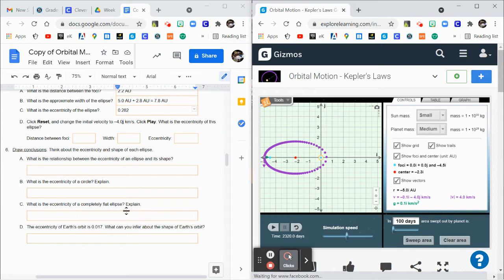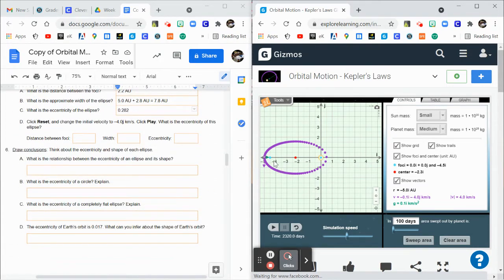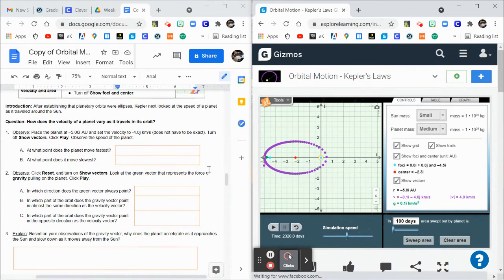So, if you remember, the distance between the foci of a very round ellipse was very, very close together. So that kind of gives you a clue, right? I don't want to give you the answer, but there you go. All right, let's go to activity B.